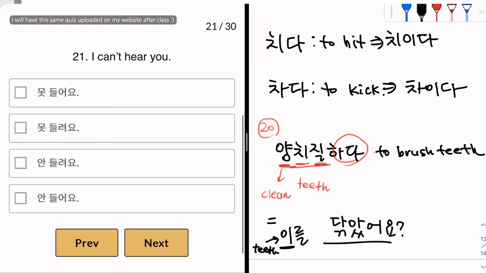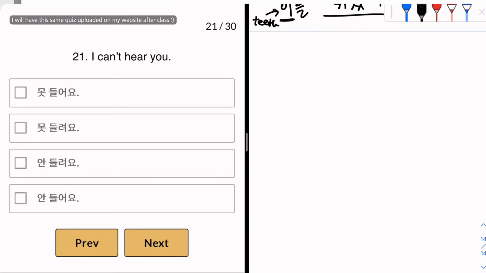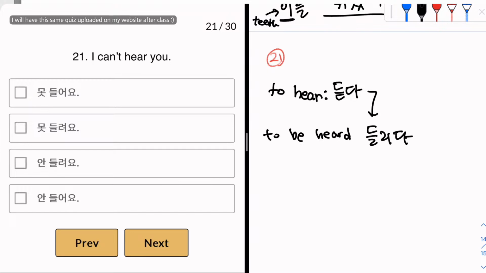And next one. Do you guys remember how to say I can't hear you in Korean? Most of the time we use the passive form and say you are not heard. We literally say you are not heard, right? So how do you say I can't hear you in Korean? What would be the most natural way to say I can't hear you? So to hear or to listen is 듣다. And to be heard, the passive form of 듣다, would be 들리다, right? 들리다. So 들리다 would be to be heard.